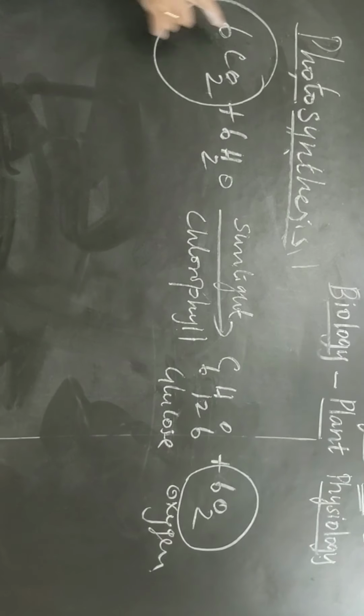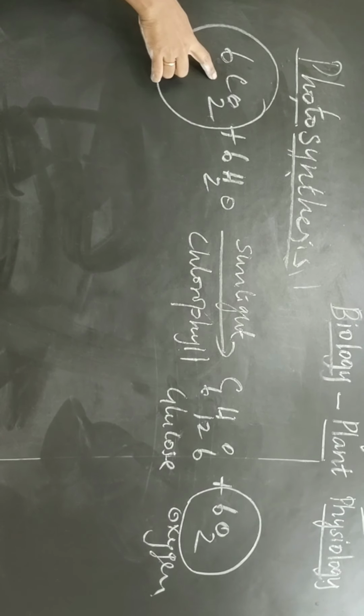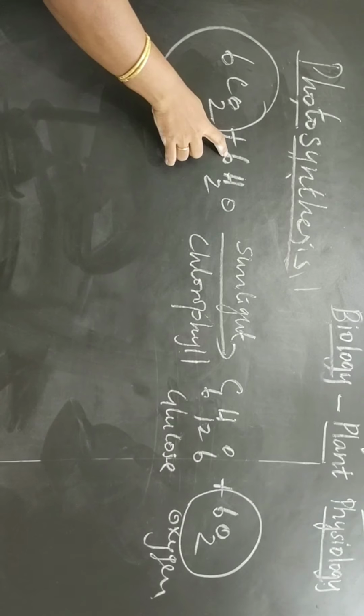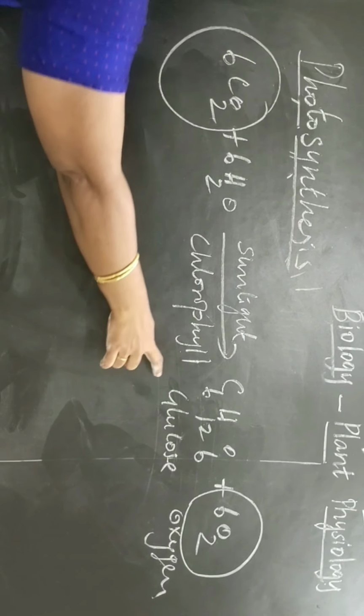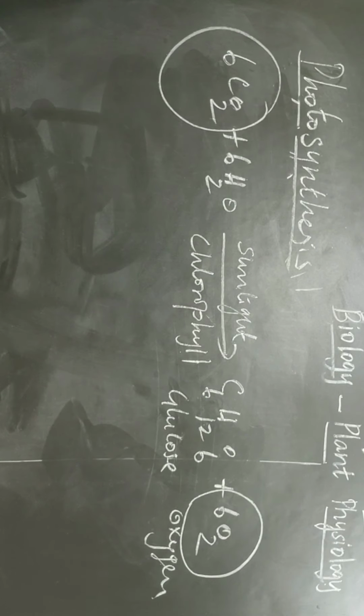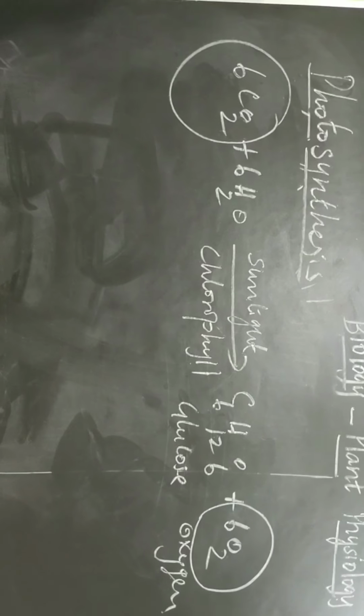Listen children, in this process of photosynthesis, carbon dioxide combines with water in the presence of sunlight and chlorophyll and produces glucose and oxygen. The glucose is converted into starch and stored in the plant body.